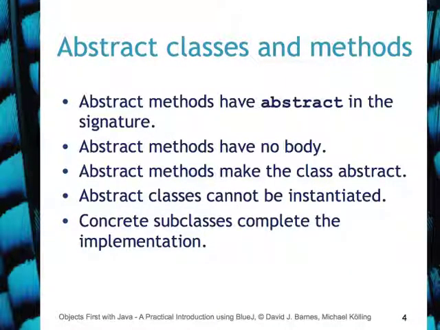So abstract methods and classes are a little different from the classes and methods that we've seen so far. Abstract methods have abstract in the signature, they have no body, and when a class has abstract methods, that makes the class abstract, and therefore the class cannot be instantiated. In order to have a useful implementation, there must be concrete subclasses that complete the implementation. They provide an implementation for each abstract method so that you can have an instantiable class whose methods can actually be invoked.